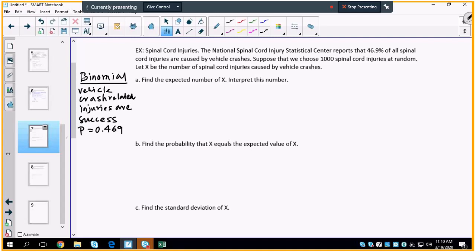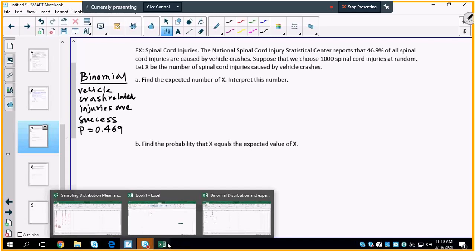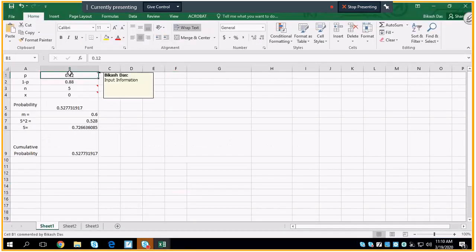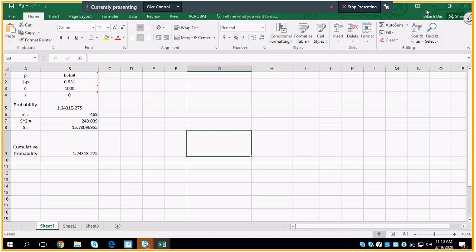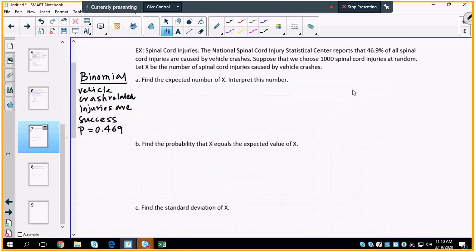Find the expected number of X, interpret the number. So I go to my spreadsheet, binomial probability distribution. I put in p equal to 0.469 and I put the number of trials to be 1,000, because that many injuries we are talking about. So if you want, I can write number of trials is 1,000. So we found out that the expectation is 469.